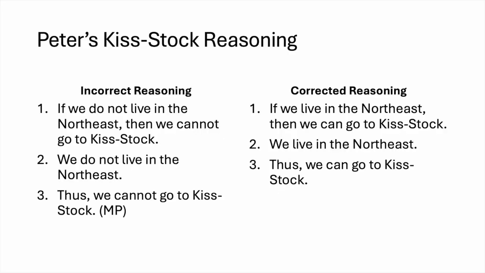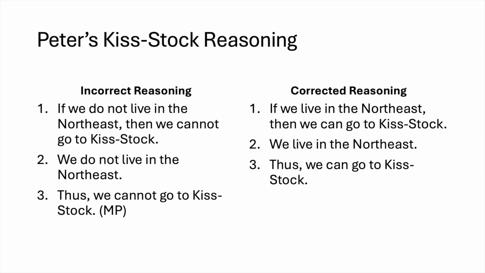First, he reasons incorrectly that if we do not live in the Northeast, then we can't go to Kiss Stock, which is a true statement. The second premise of his argument is that he lives in French Polynesia, so he does not live in the Northeast. Thus, he cannot go to Kiss Stock. In his incorrect reasoning, the incorrect part is about where he lives. It's that second line there. We've got two premises, and then the third line is the conclusion. And his second premise is false.